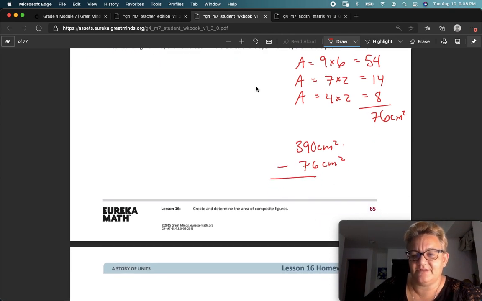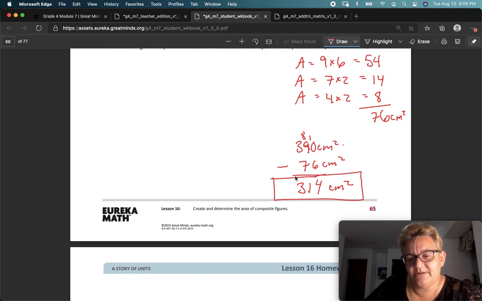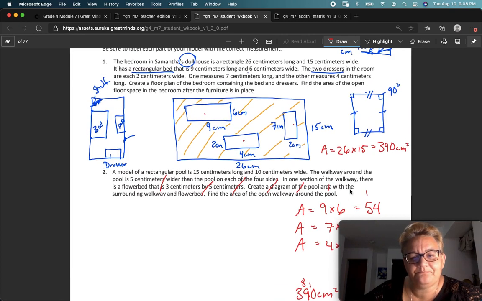How much is left over? So I need an extra digit here because I cannot subtract 6 from 0, so I'm going to borrow from there. Borrow from there 9 and put 1 over here. So 10 minus 6 is 4. 8 minus 7 is 1. And 3 minus 0 is 3. So the total area underneath, not including the furniture, is 314 centimeters squared.